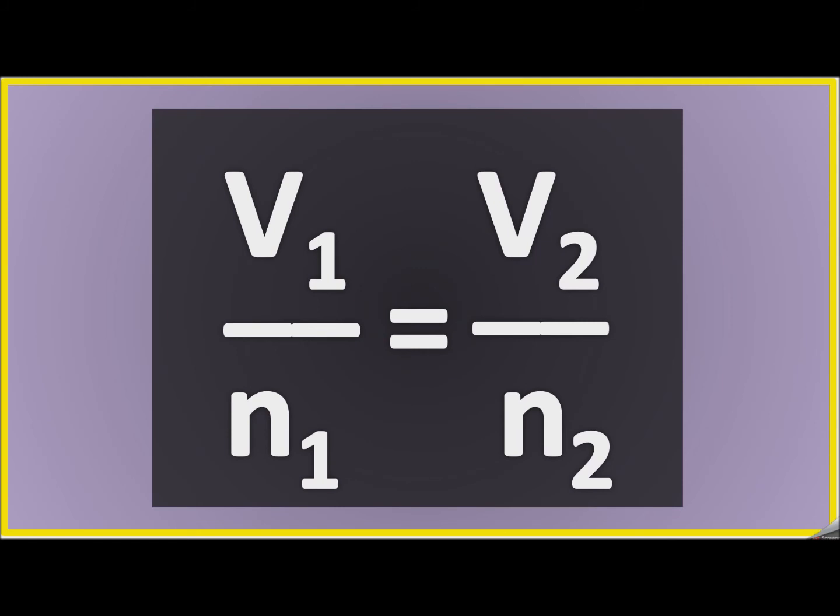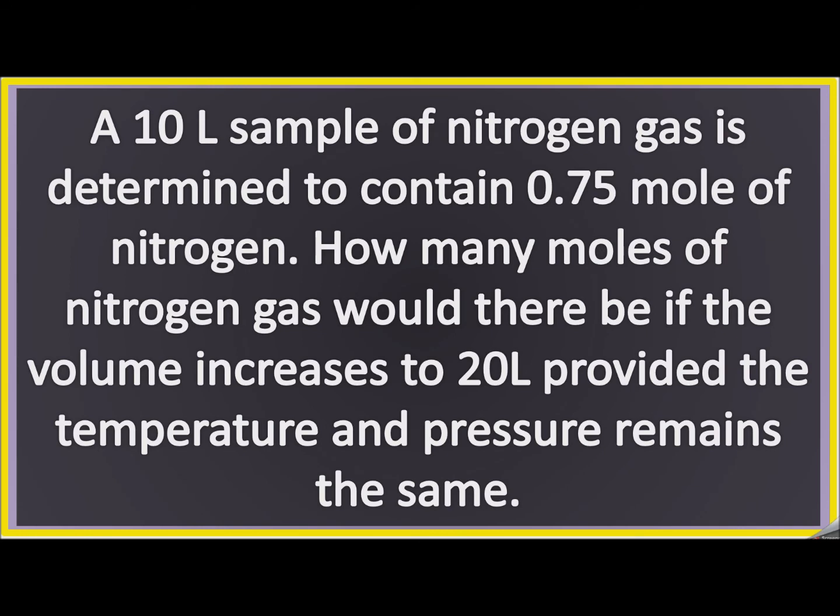Okay, so we have here a sample problem. Okay, let us read. A 10-liter sample of nitrogen gas is determined to contain 0.75 mole of nitrogen. How many moles of nitrogen gas would there be if the volume increases to 20 liters, provided that the temperature and pressure remains the same? Okay, so we have 10 liters yung una nating volume. Okay, 0.75 yung unang number of moles, and then 20 liters yung second volume or yung volume after the reaction. Okay?